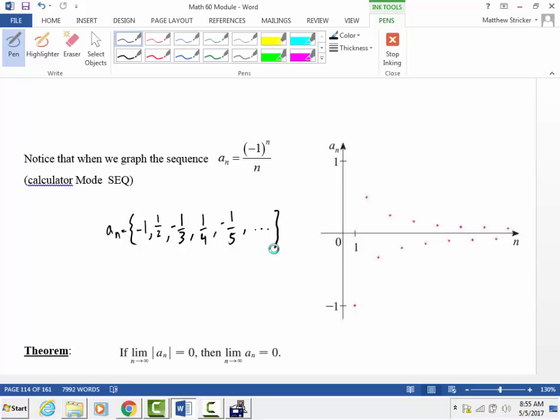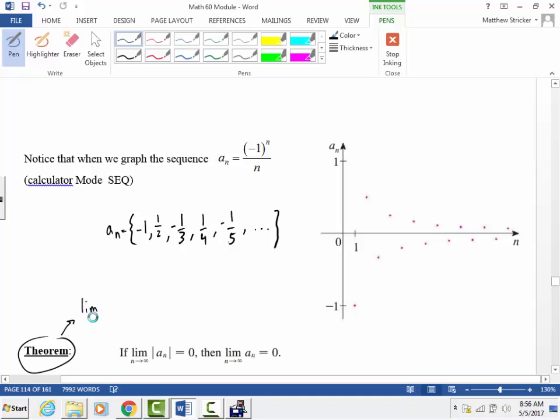In other words, it doesn't matter if these terms are hopping back and forth, positive to negative, as long as they're getting smaller, as long as they're approaching 0, the alternating will also approach 0. It will just approach 0 from the positive, then the negative, the positive, and the negative. Does that concept make sense? Okay?